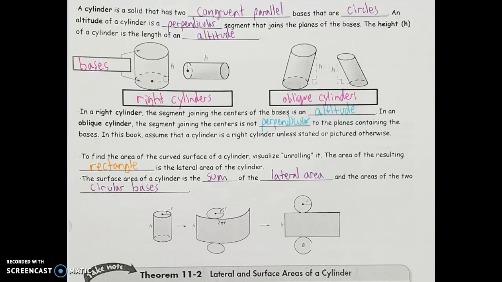First of all, though, a cylinder is a solid that uses 2 congruent parallel bases, this time that are circles. So they're still parallel and congruent. Instead of a prism using polygons as your bases, a cylinder is going to use a circle. An altitude of a cylinder is a perpendicular segment that joins the planes of the bases, and the height of the cylinder is the length of that altitude. So pretty similar to our prisms. Again, the height will just go from one base to another.